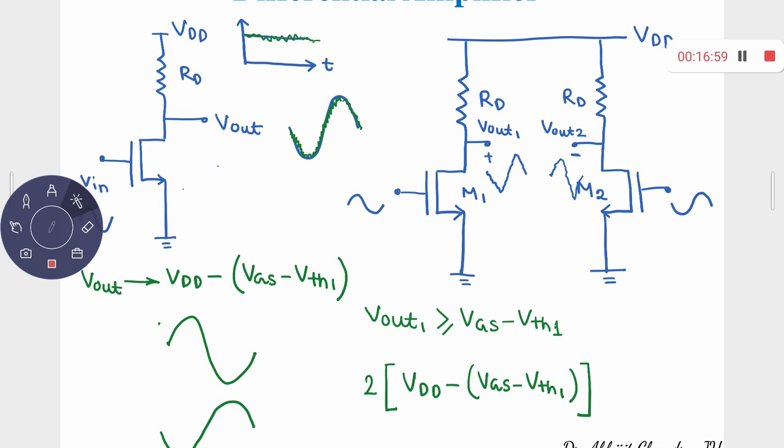So the drain voltage, that's the output voltage, the minimum value of which cannot be less than the gate-source voltage minus the threshold. Isn't it? The relation: saturation and cutoff, saturation and the diode. Those three regions.